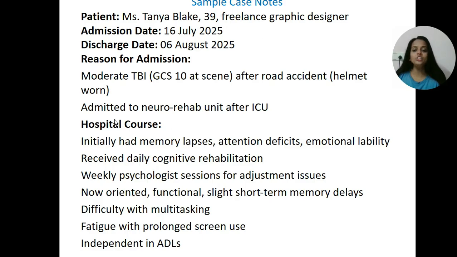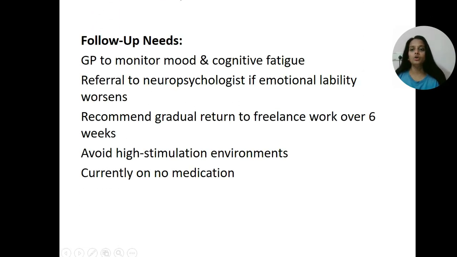Hospital course: initially had memory lapses, attention deficits, emotional lability, received daily cognitive rehabilitation, weekly psychologist sessions for adjustment issues. Now oriented and functional, slight short-term memory delays, difficulty with multitasking, fatigue with prolonged screen use, independent in ADLs.